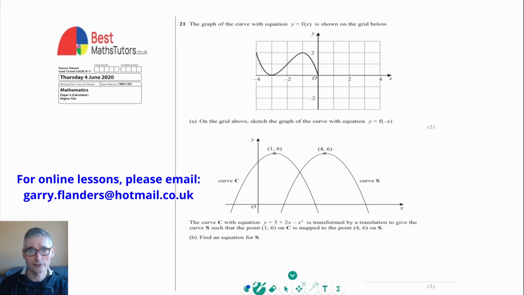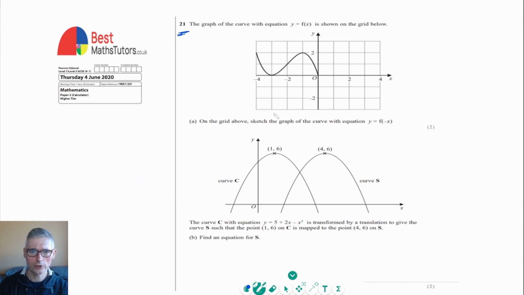Continuing through Edexcel's higher tier paper 2 GCSE maths from 2020. This is question 21 and it's a question about graph transformations. So here it says we're given the curve of the equation y equals f of x shown on this grid, and we've got to sketch the graph of the curve with the equation y equals f of minus x rather than x. So really, that is just a reflection in the y-axis.